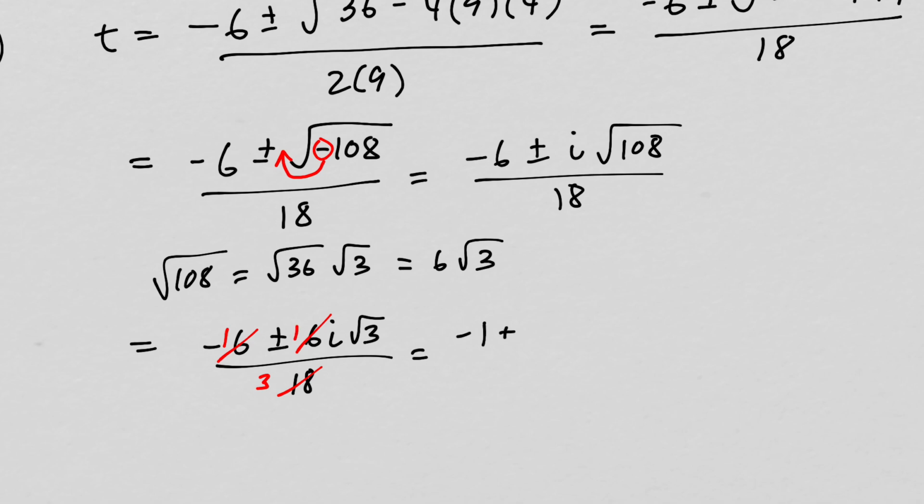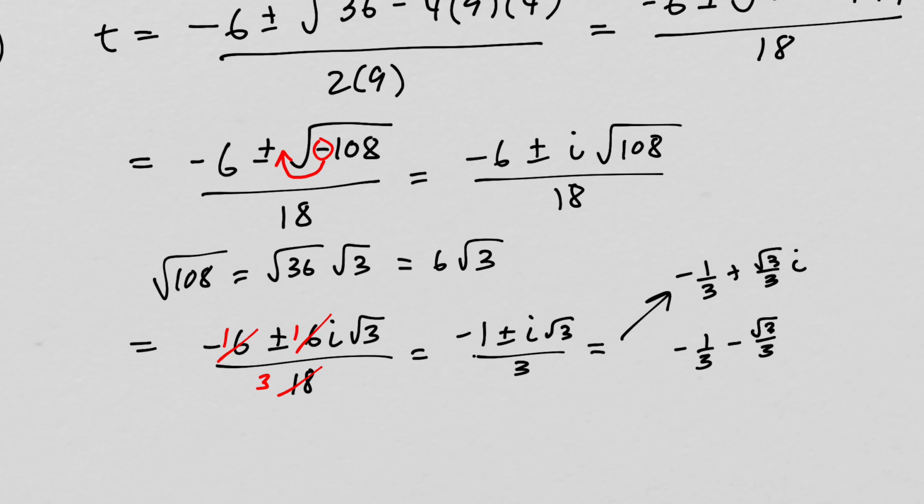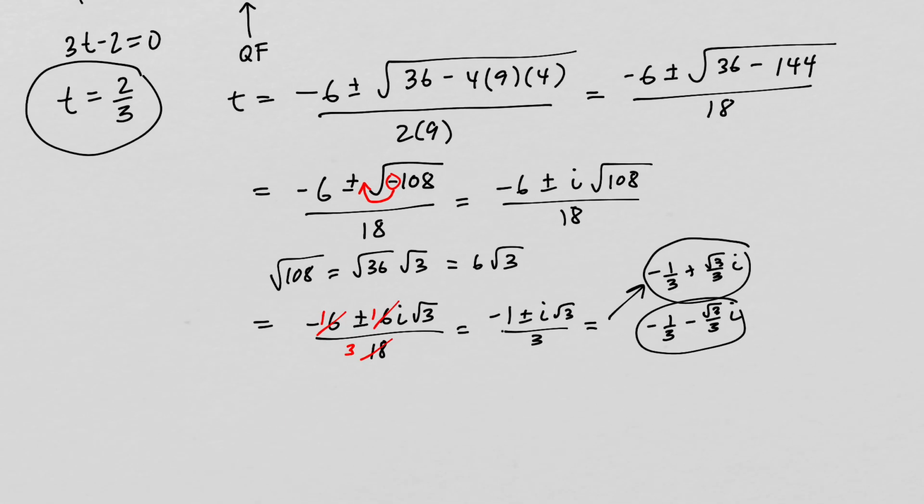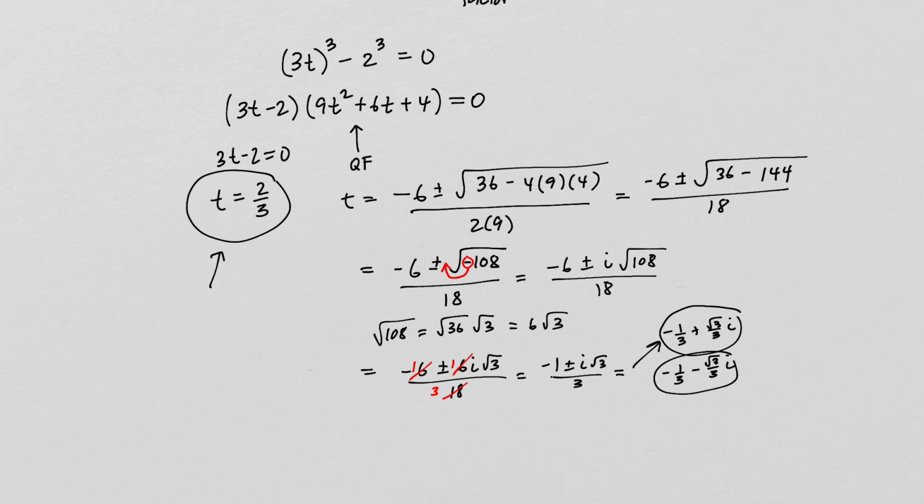And so we have negative 1 plus or minus i radical 3 divided by 3, which if we write this as two separate answers, we have negative 1/3 plus radical 3 over 3 times i, and negative 1/3 minus radical 3 over 3 times i. And so that equation has two solutions, and then don't forget we also have the solution up here, and so in total, we have 3 solutions.